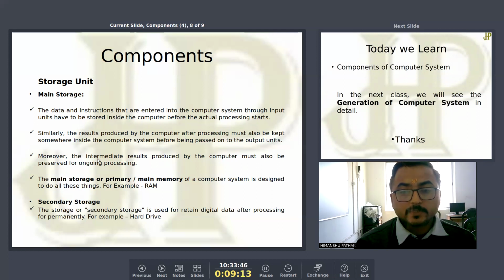For these three points, we need a main storage that is known as main memory, or you can simply say RAM, random access memory. And another type of storage is known as secondary storage. If we need to store the result permanently, then we need secondary type of storage, for example, hard disk. So that's it.